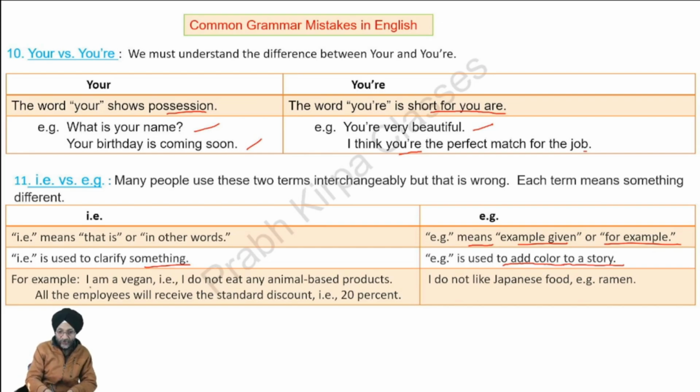For example, if I say I am a vegan, that is, I do not eat any animal-based products. Here we are clarifying the word vegan. Next, all the employees will receive the standard discount, that is, 20%. Here we are clarifying the extent of discount which will be given to all the employees. In case of for example, I do not like Japanese food, for example, ramen. Here we are giving the example of a Japanese food which we do not like.